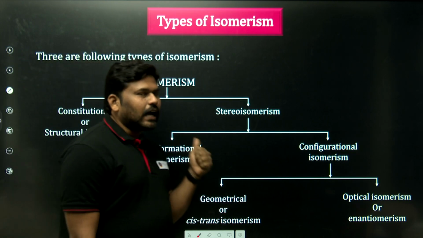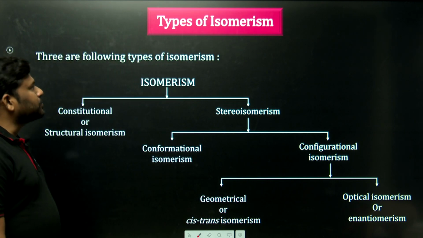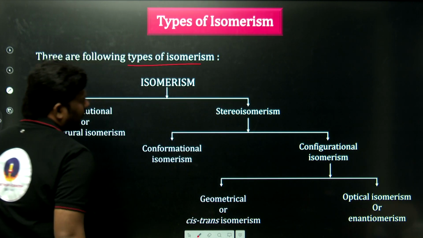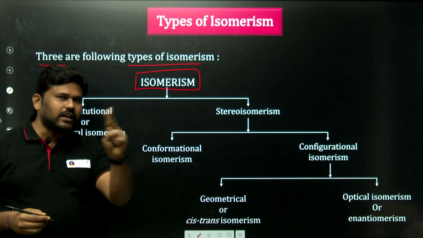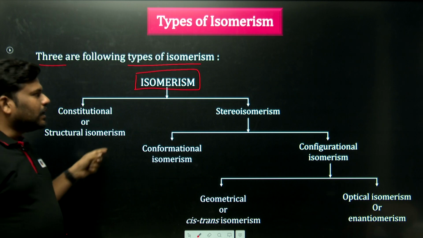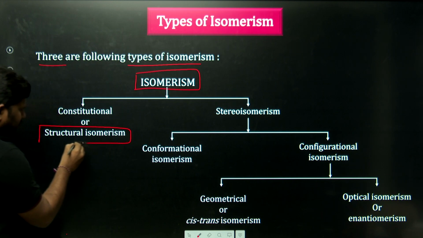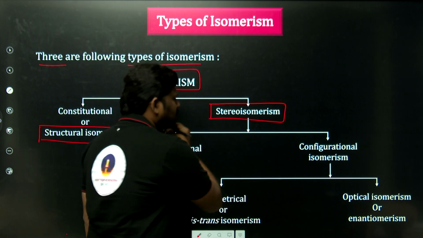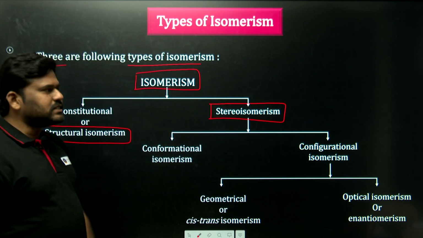Next, types of isomerism. What are the types of isomerism? Isomerism is divided into 2 types. Number 1, constitutional or structural isomerism. Number 2, stereoisomerism. So how many types of isomers? 2 types, structural and stereo.